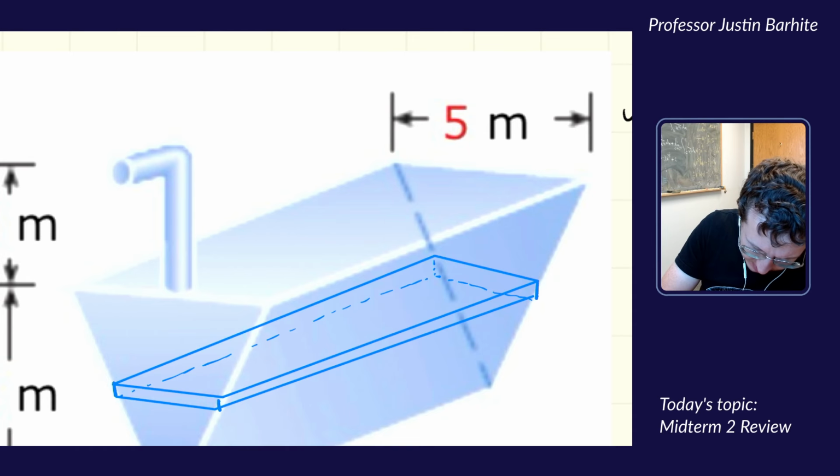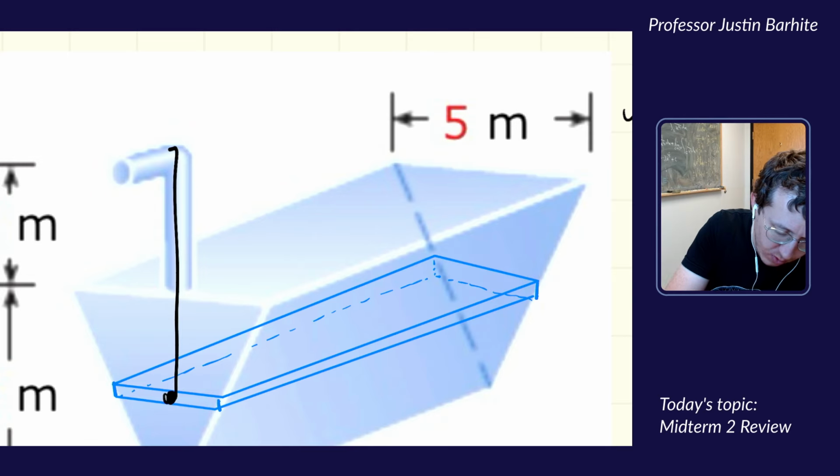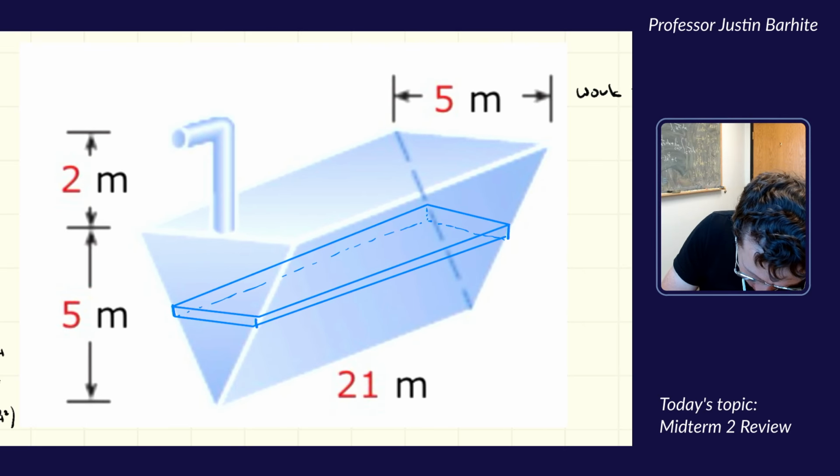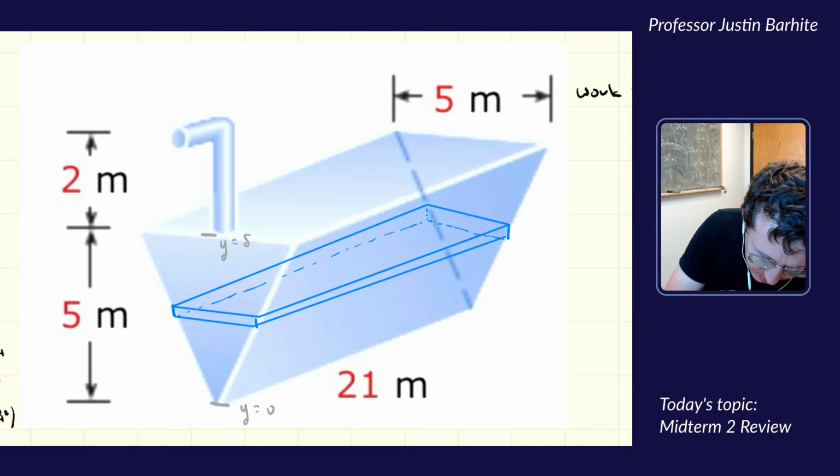How far is it from here up to the top of the spout? Let's use a coordinate system where this is y equals 0, and then that's y equals 5 meters, because the tank is 5 meters tall, and then the spout is another 2 meters above that, so this will be y equals 7 meters.